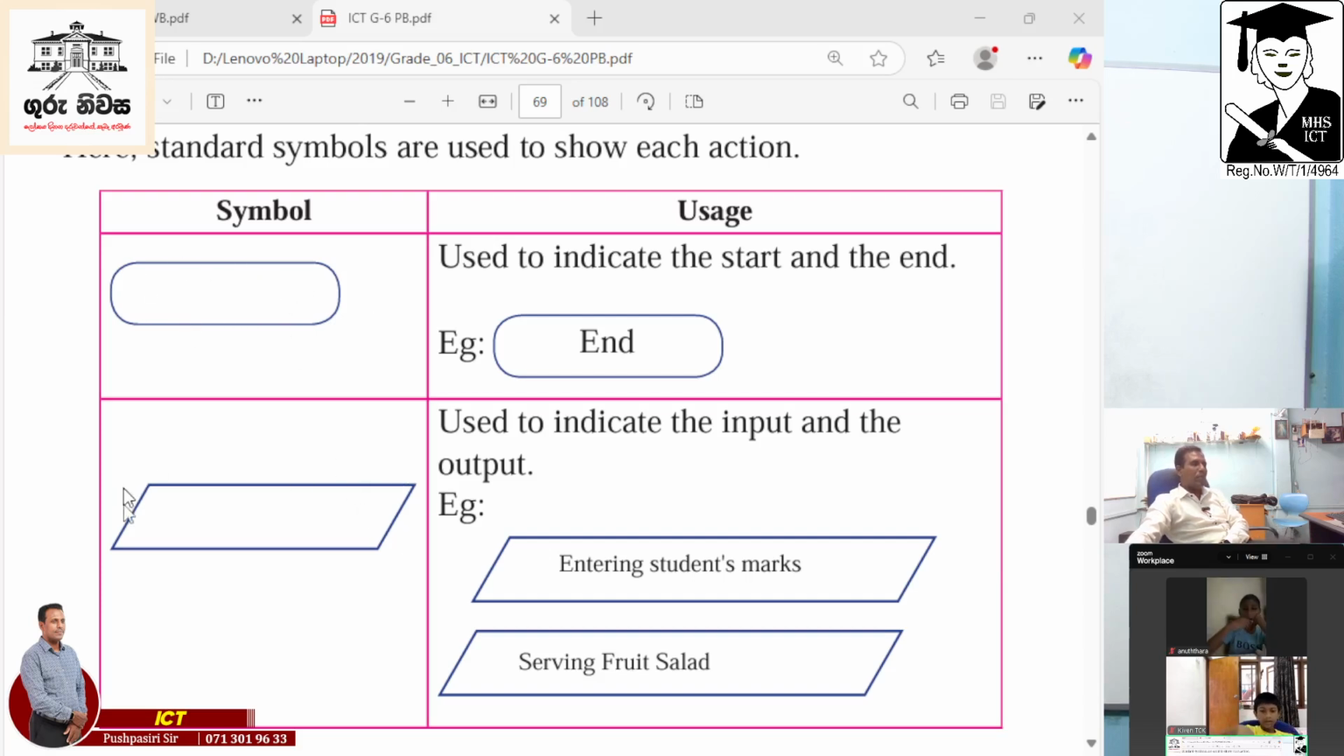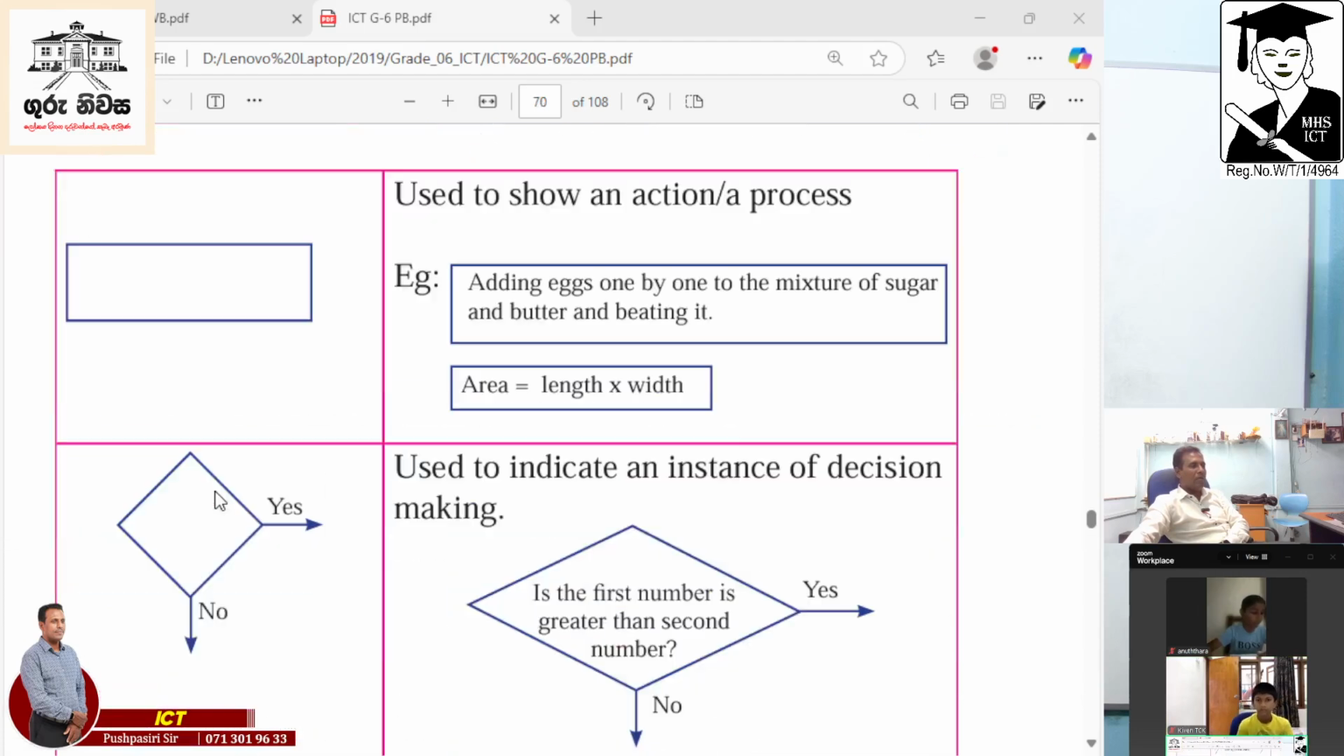Then what do we use this one for? Process? No, not the process. This is for what? Input output? Neither. So we use the case of input output in this one. And what about this one? This is a process.